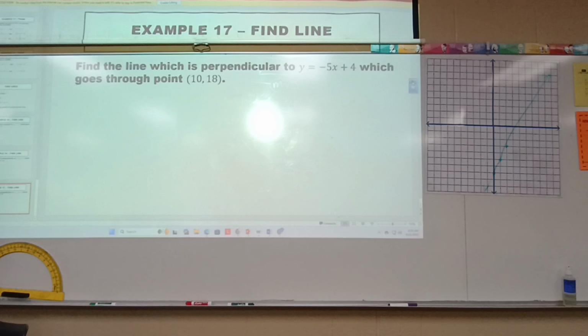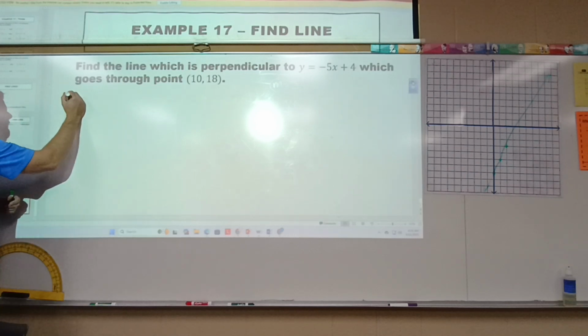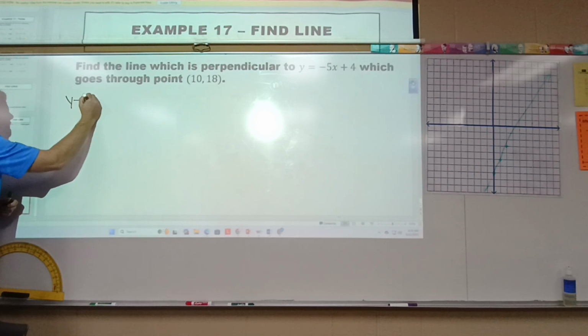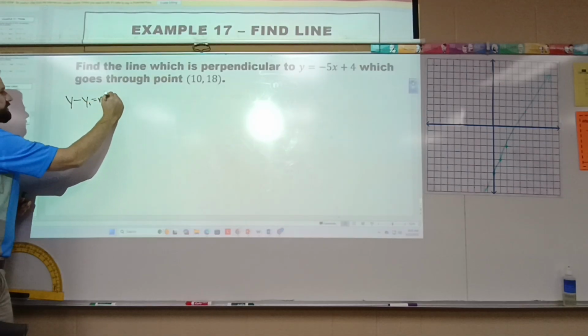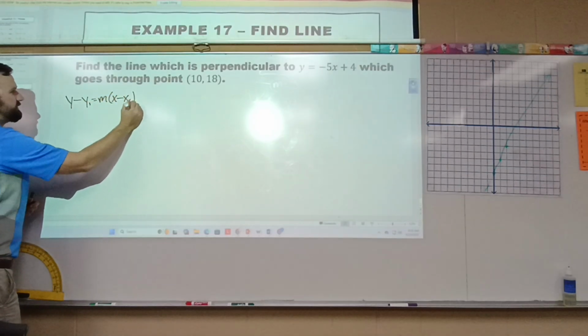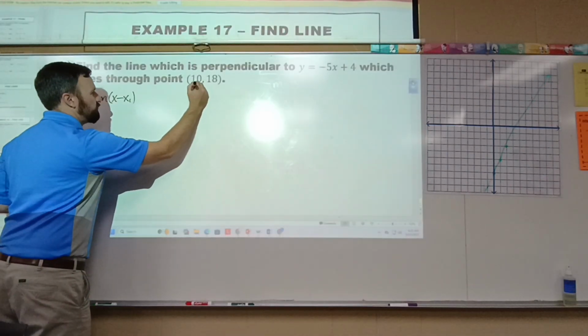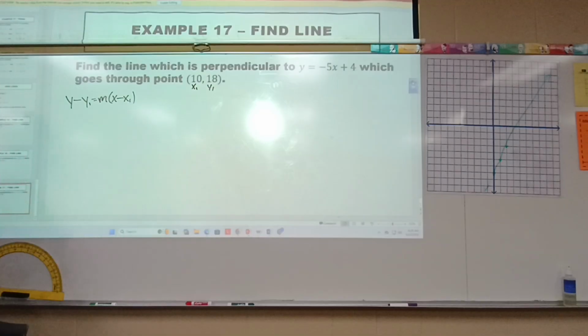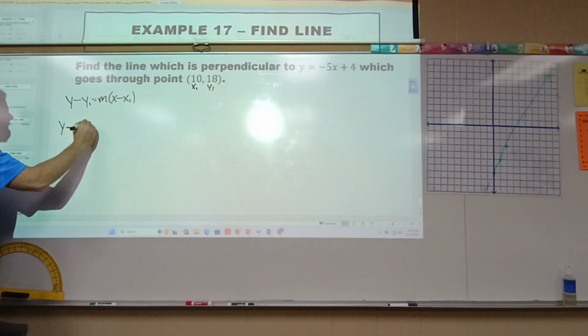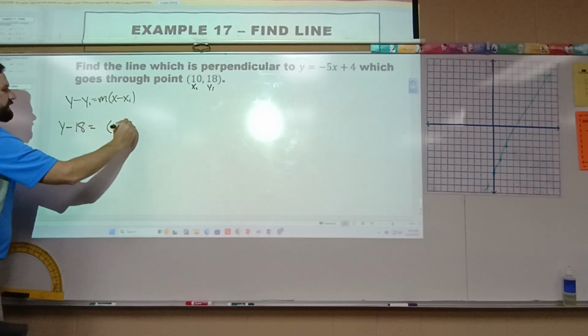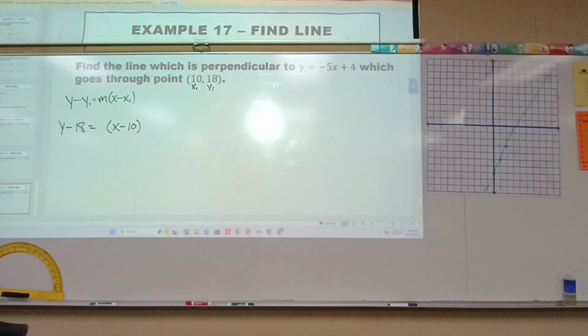Perfect. So I'm going to start with this fun equation right here. This beautiful, wonderful equation. It's the greatest equation. I have an x1, y1. Correct? So I'm going to do y minus 18 equals something times x minus 10. Okay? You guys see where the 10 and 18 came from?